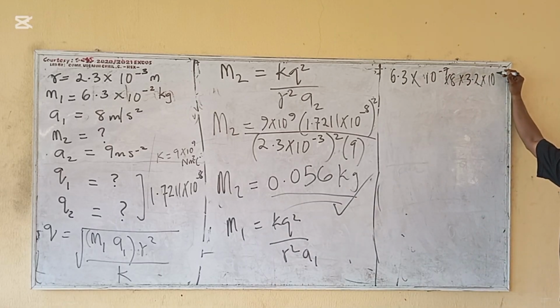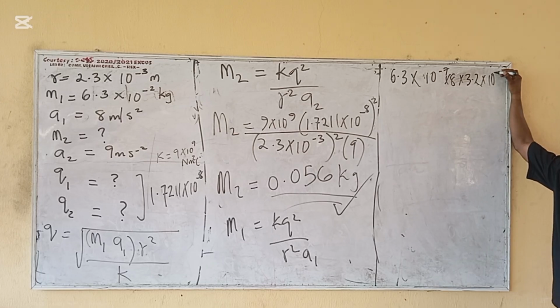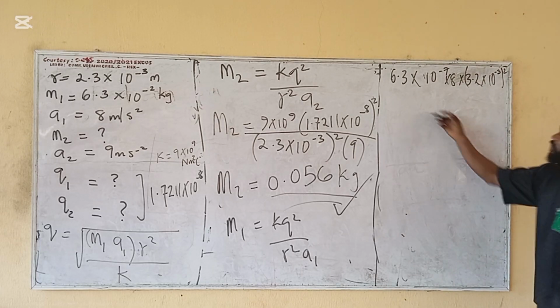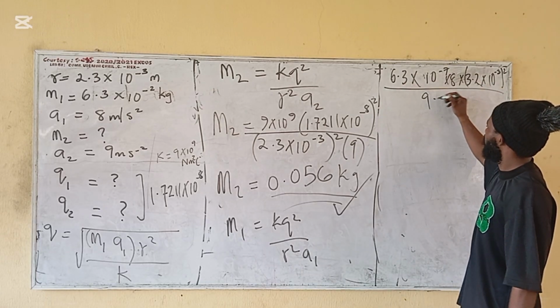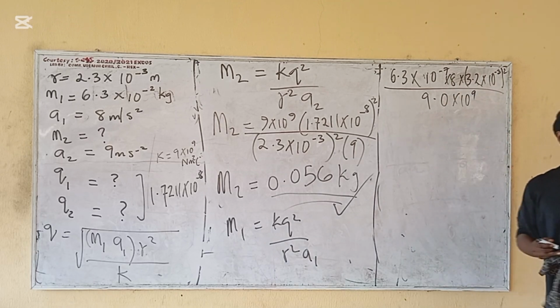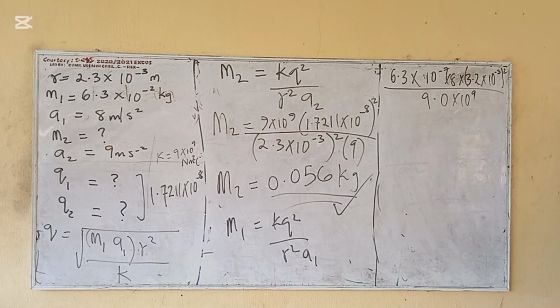Yes, square. Okay, 3 point something times 10 to the power minus what? 3 square. It's supposed to be square now. Like this? Yes. Check it. Then divide by 9.0 times 10 to the power of 9, the distance. Like this? Yes. With this, we are calculating for charge now.